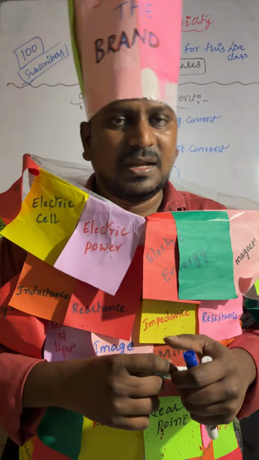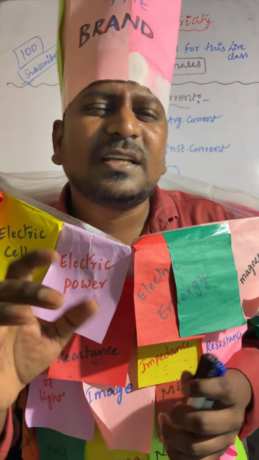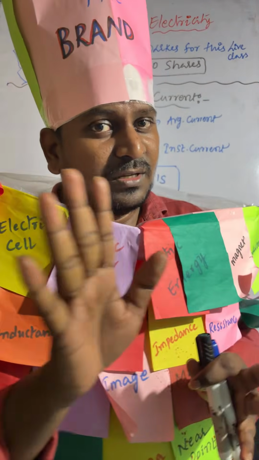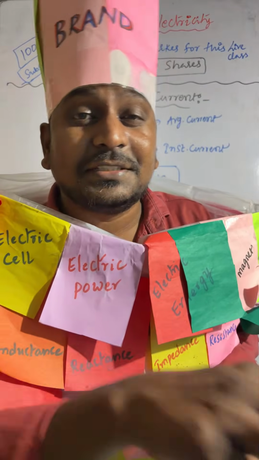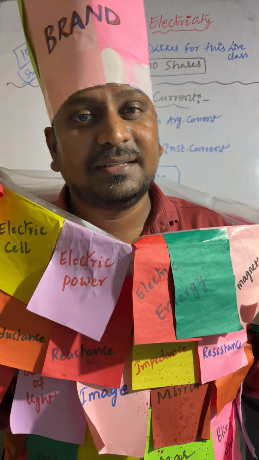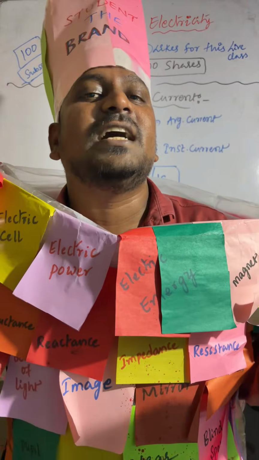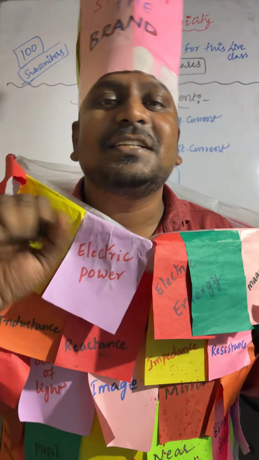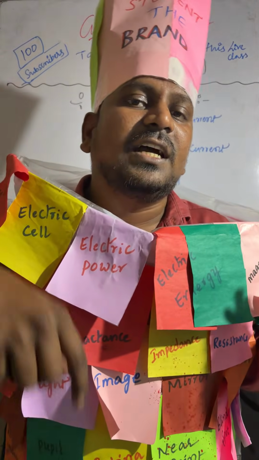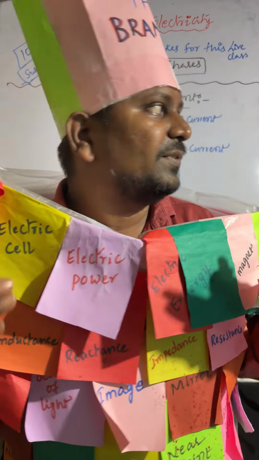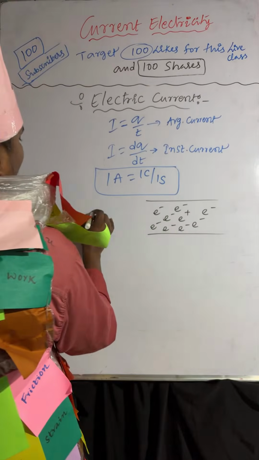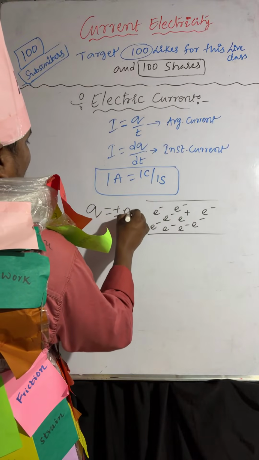I'll ask one question. Will you say that if only 1 electron flows, current is flowing? Only 2 electrons? Only 3 electrons? We can't say like that. So only when a number of charges are moving in the conductor can we say current is flowing. Positive charge and negative charge both, so that's why we take plus or minus ne. Charge is quantized, Q equals plus or minus ne.